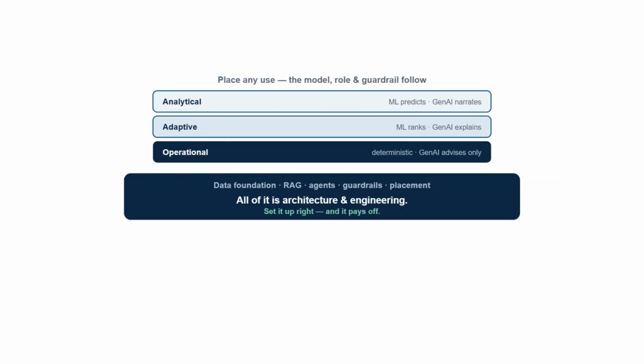So that is the placement rule you carry away. Three levels, operational, adaptive, analytical, and the right kind of AI in the right role falls out of where the job lands. One honest closing point though: none of what we have covered, the data foundation, RAG, agents, the guardrails, this placement, is plug and play. Each one is architecture and engineering set up on purpose. That is real work up front. But it is exactly the work that makes AI trustworthy on the floor, and it pays off across the life of the operation.